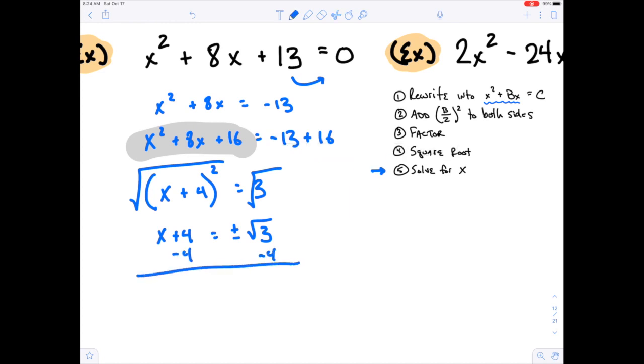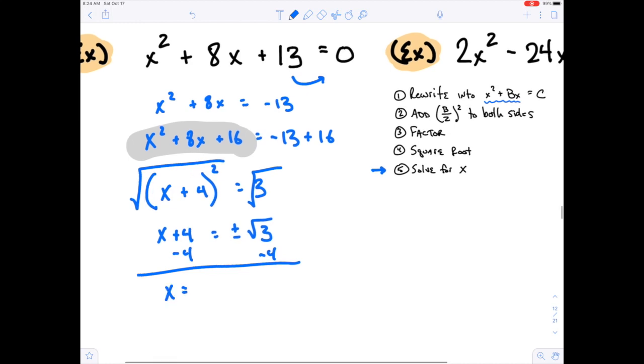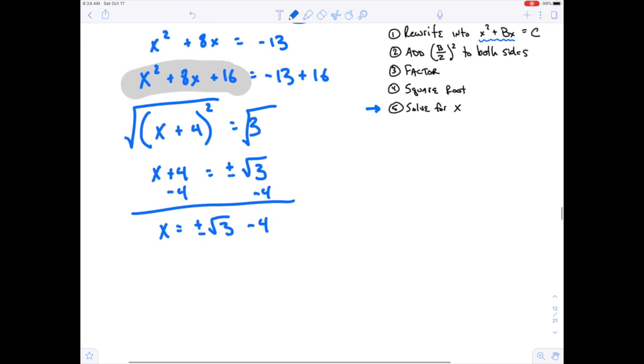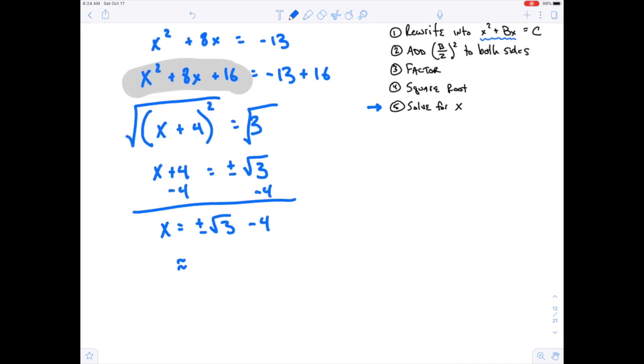Now, if you need a precise answer, your answer is positive or negative square root of 3 minus 4. If you want to estimate this, and a lot of you are going to do that, you're going to say that it's plus or minus approximately 1.73. I did that with the calculator, minus 4, and then you could go ahead and nail down both of those answers if you need to.